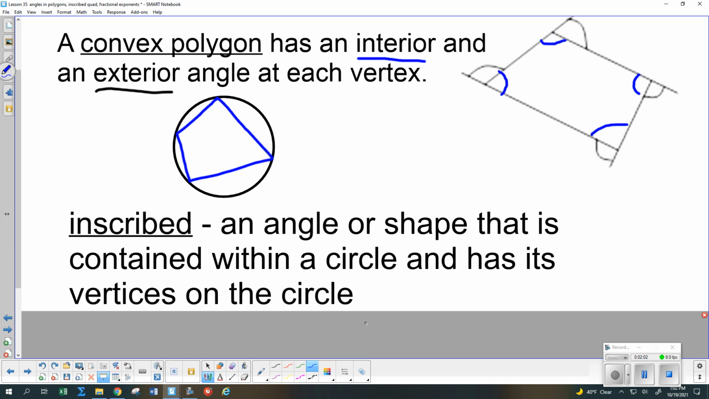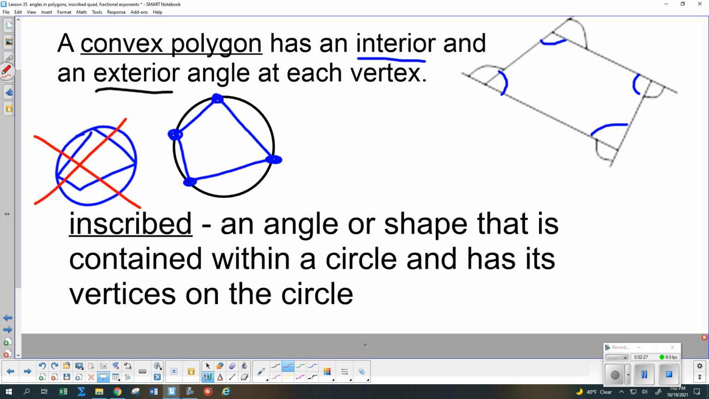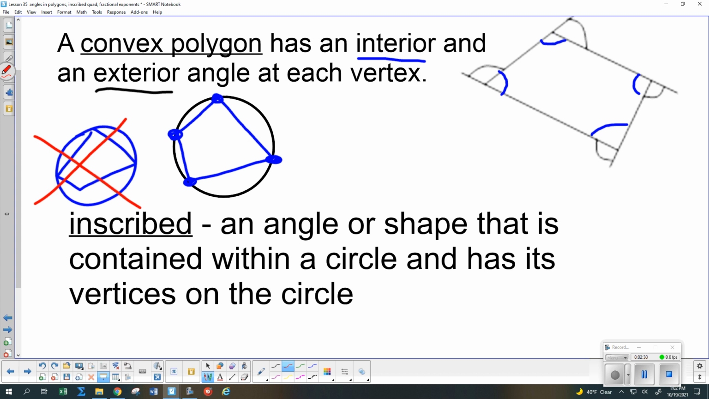What it means to be inscribed is that the polygon's completely inside the circle, and every single vertex is on that circle. So if I do one that is something like that, that one is not inscribed because that lower left vertex misses the circle and is not actually on it. So this one would not work. So let's start talking about what's going on with these things.